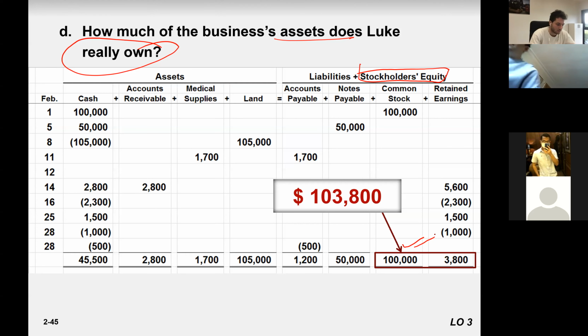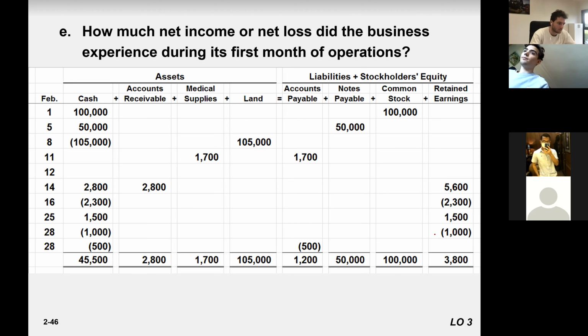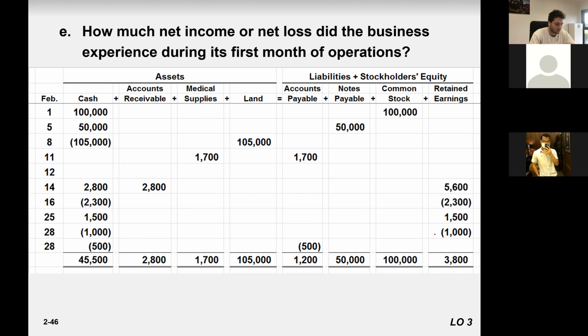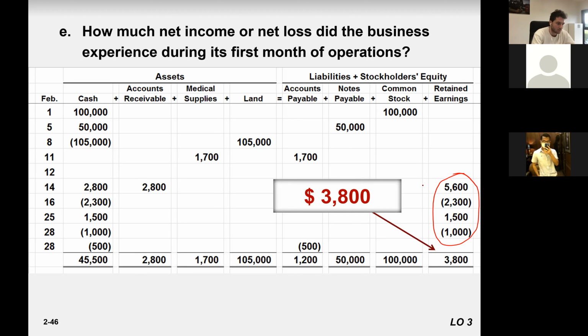The last one is how much net income or net loss did the business experience during the first month of operation? It means we're talking about net income. How to calculate net income? All the sales minus all the expenses. What is that? 3,800. All right. So this is how we make the accounting equation analysis, right?